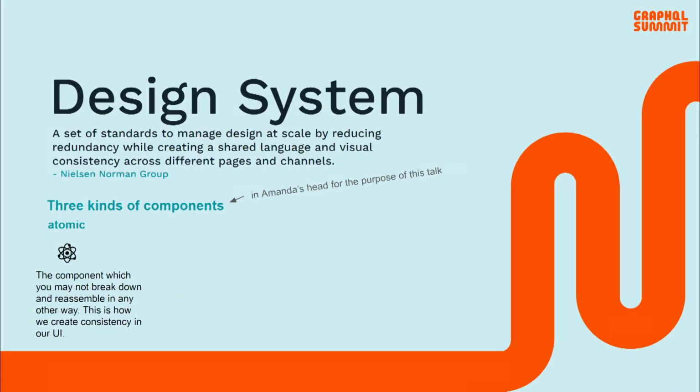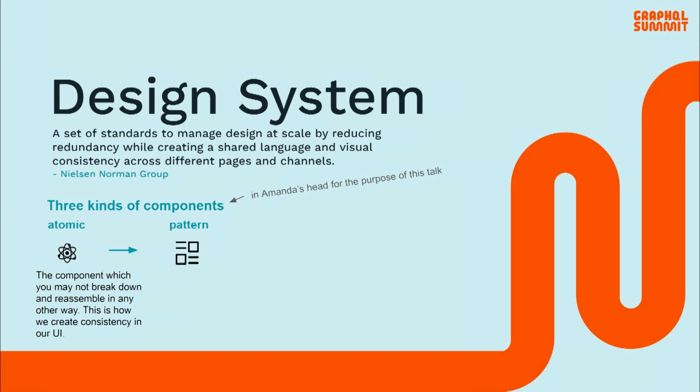So these aren't just three kinds of components. These are three levels. This is a hierarchy. So there are atomic components. We already saw that. You saw those 607. The concept here is that this is a kind of component which you cannot break down and reassemble in any other way, right? This is how our designers enable us to create consistency in our UI.